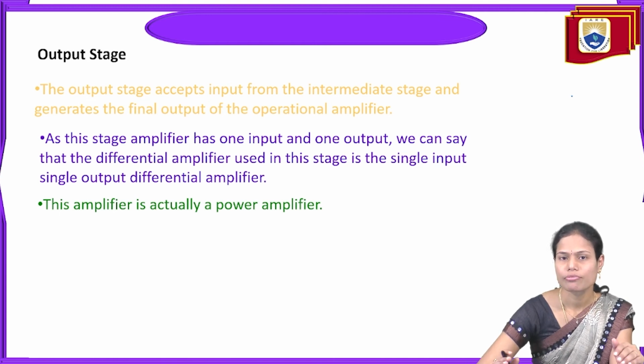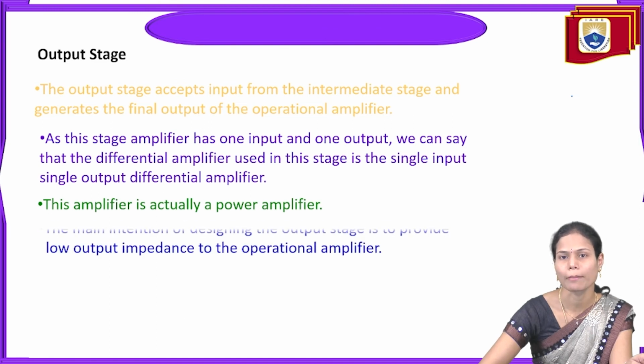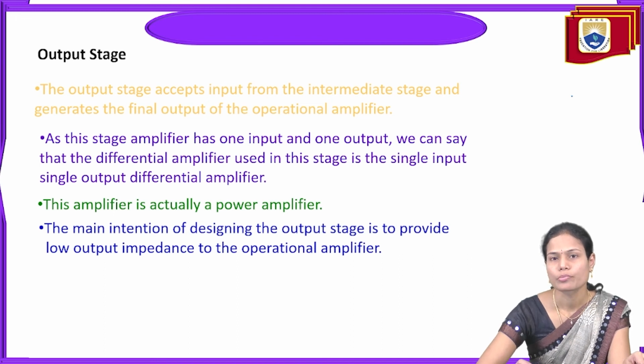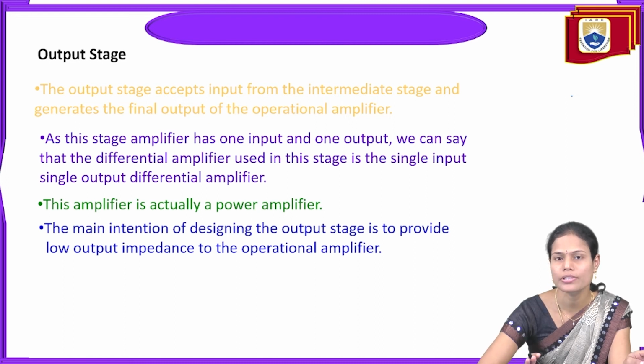Because of the cascade connection of differential amplifiers, we are able to improve the voltage gain, and along with that we have to improve the power levels also. Because of that reason we are using this single input single output differential amplifier in the last stage of the operational amplifier. The main intention of designing this output stage is to provide low output impedance. For any amplifier, the basic requirement is that input impedance should be very high and output impedance should be very low in order to get the amplified signal.